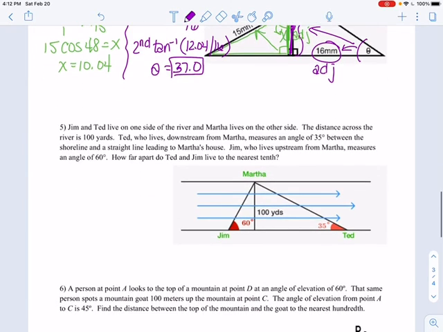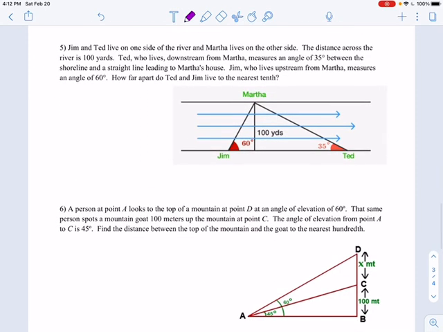Okay, number 5. Jim and Ted live on one side of the river and Martha lives on the other side. The distance across the river is 100 yards. Ted, who lives downstream from Martha, measures an angle of 35 degrees between the shore and the straight line leading to Martha's house. Jim, who lives upstream from Martha, measures an angle of 60 degrees. How far apart do Ted and Jim live to the nearest tenth?